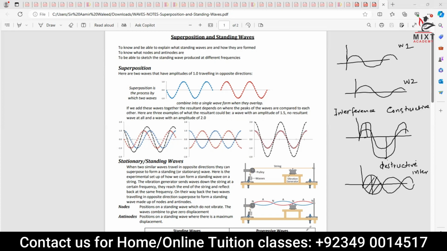So what is meant by constructive or destructive interference? Now I'll read it for you, then you will understand it yourself. Two waves that have amplitude of one are traveling in opposite directions. Now they actually showed it, and let's see what they showed.